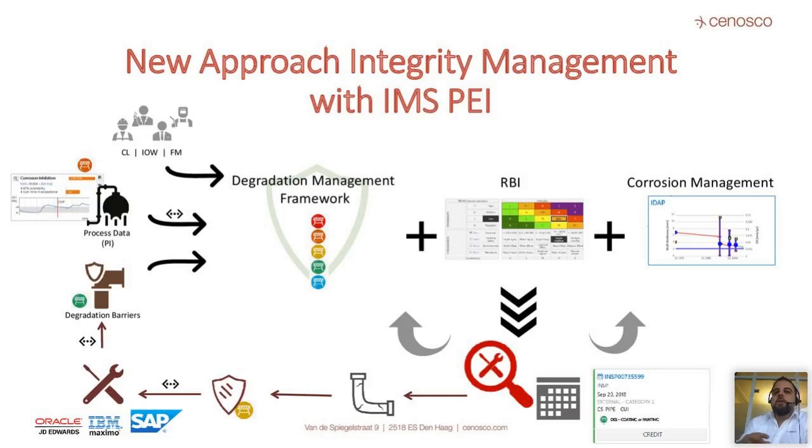So now you have all your inspection data feeding your degradation barriers, feeding your maintenance team, and the result of the maintenance is also fed back into your RBI program. That's a more holistic view, where you actually put the data to work rather than just running inspection results and running that process.